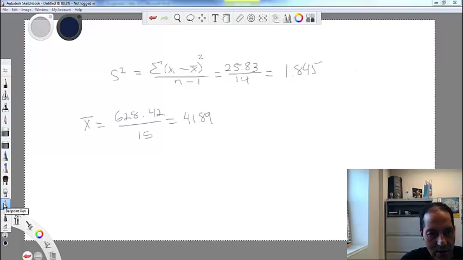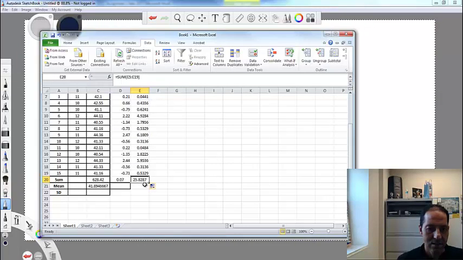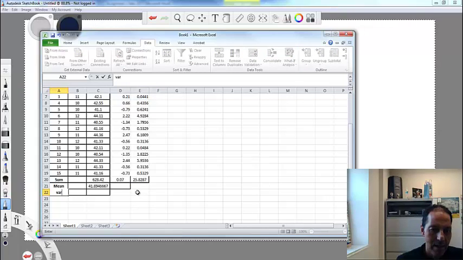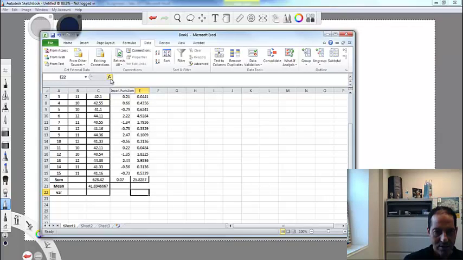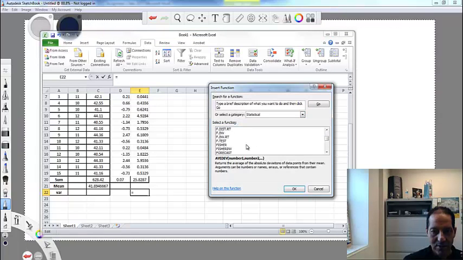Got 1.845. Let's go back to Excel and see if we can match that to get our variance. So here's our mean. Here's our sum of squares. Instead of the mean, I'm just going to do the variance, and here we're going to let Excel do it, so we can see if we did a good job with our calculation. Variance would be found under Statistical.